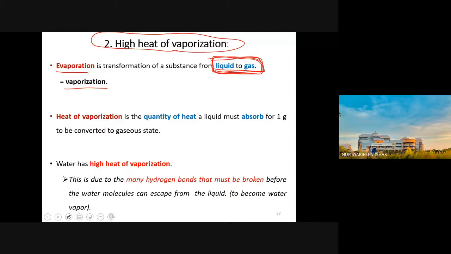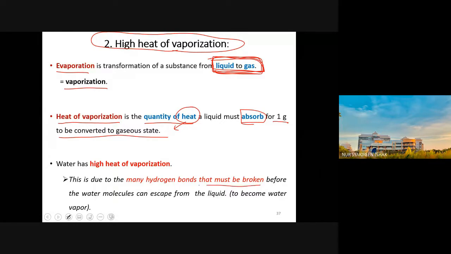Okay, so heat of vaporization is the quantity, or amount, it's the same, quantity or amount. It is the quantity of heat a liquid must absorb for 1 gram to be converted into gaseous state. So this heat, as I mentioned before, is used to break hydrogen bonds, to break as many hydrogen bonds as possible.